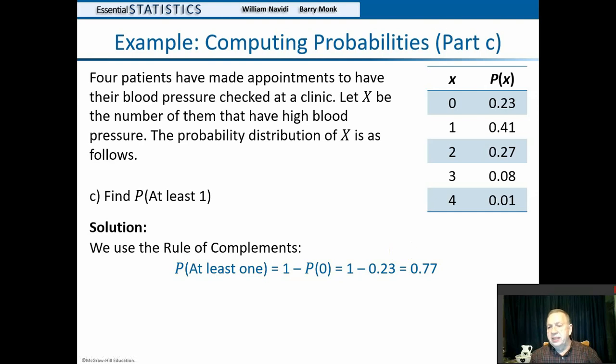Frequently we'll find that that's easier to calculate if we've got a large table. For at least 1, I can just do that. If I've got less than 4, I can do the very same thing. That would be 1 minus 0.01, which would give me the 0, 1, 2, 3.